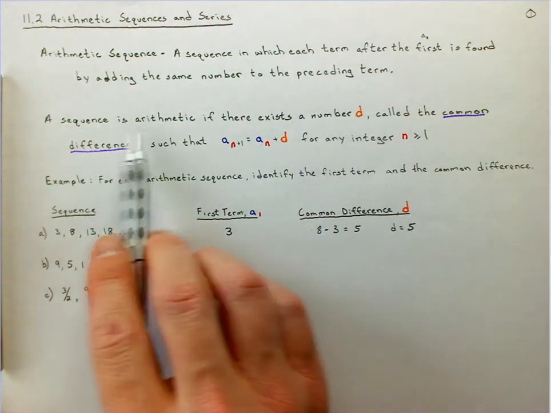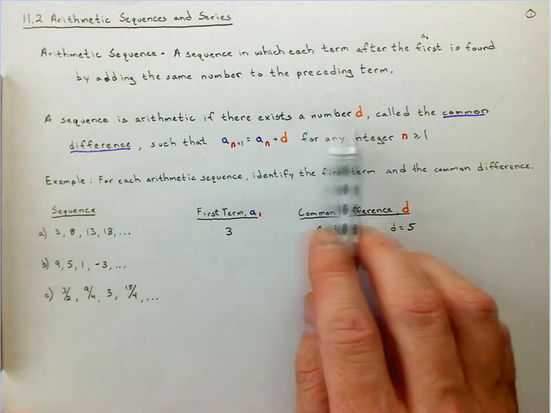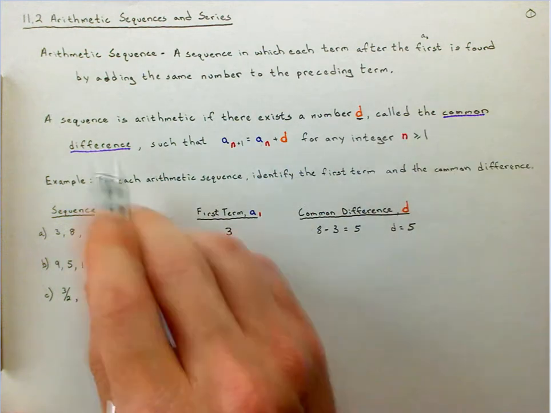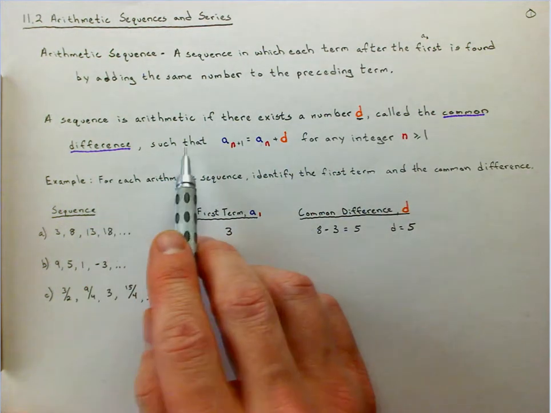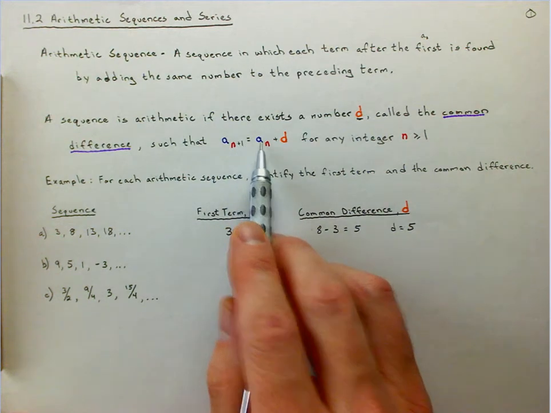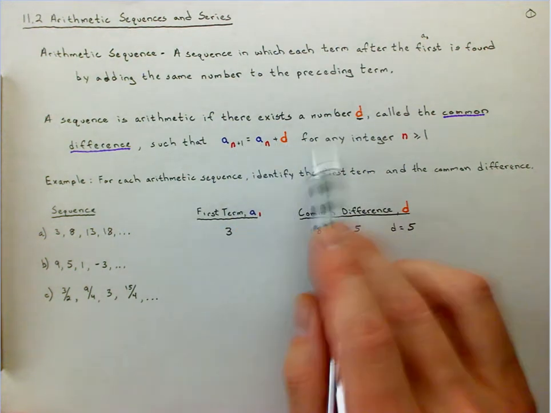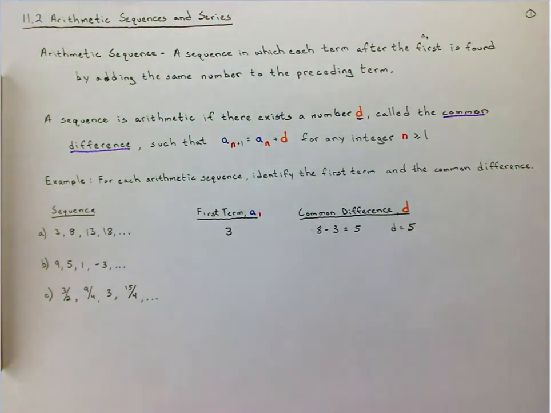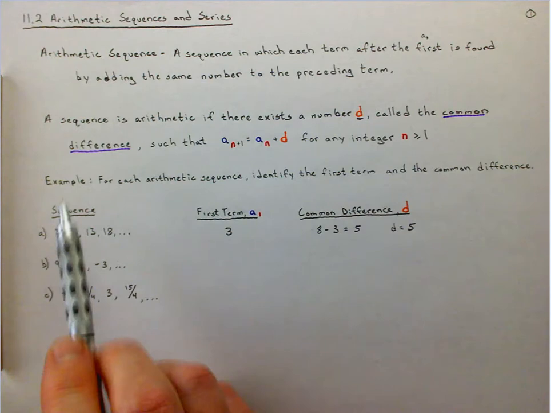A sequence is arithmetic if there exists a number that we'll call d, and we call this the common difference, such that a sub n plus 1 equals a sub n plus d for any integer n greater than or equal to 1. Well, let's look at an example.